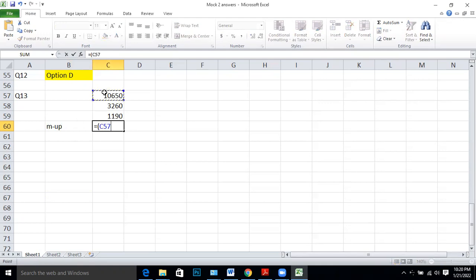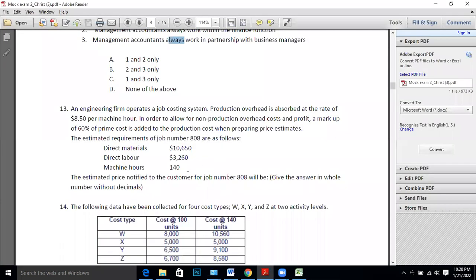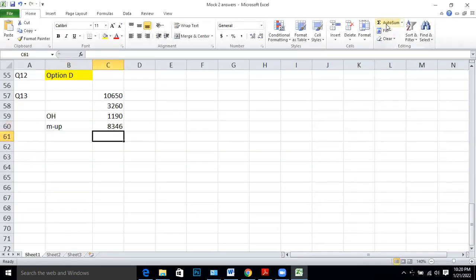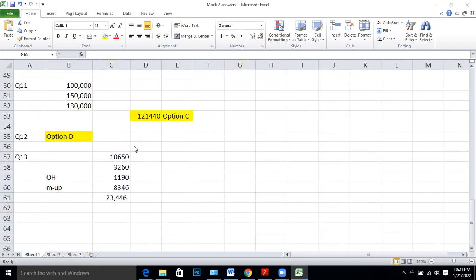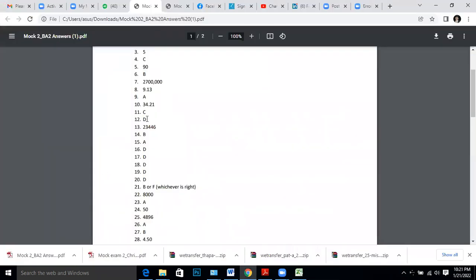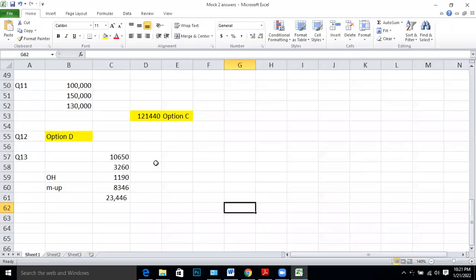We'll add these two first, and then multiply that by 60% to find the markup, because this is overhead and this is prime cost. The estimated price notified to the customer for the job, give the answer to the nearest whole number without decimals. So the price is going to be 23,446. Let's check with the answers I have given. Option D, 23,446. Check. These are the answers I gave you. Next one.